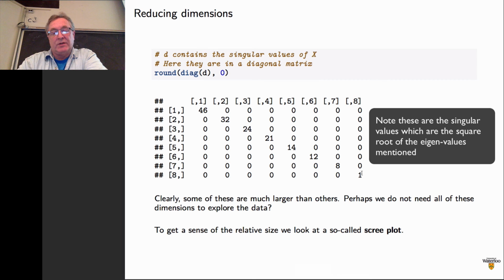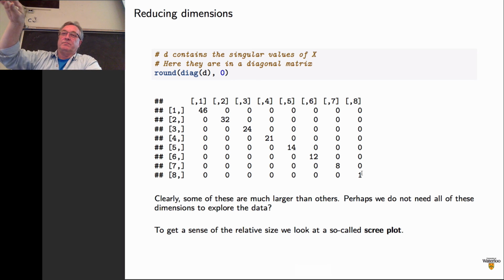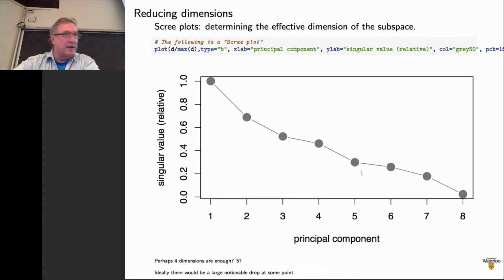And what one often looks at is something that's come to be called a scree plot. I think it's related to the scree at the bottom of a cliff, the stuff you see falling down the rocks. So it looks kind of like that. What I've plotted here, just to get a standard comparison, is the diagonal elements divided by the maximum, so I get a relative size going from 1 down.